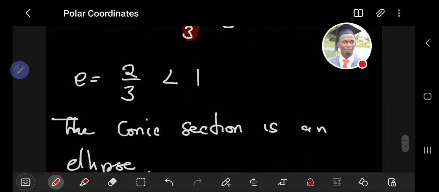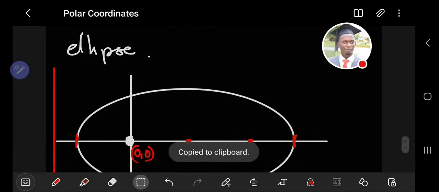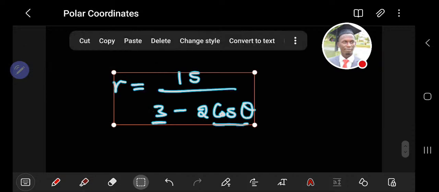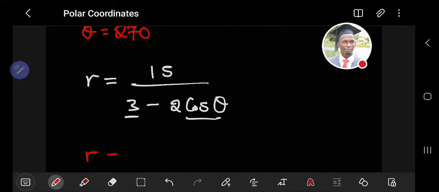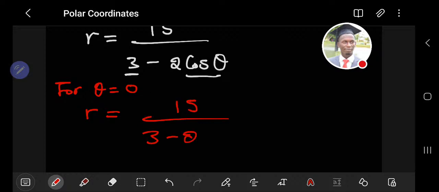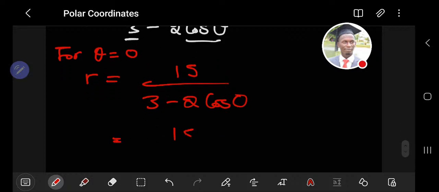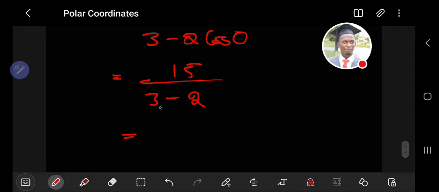So our conic section was given by this expression. I'm just going to copy the expression again. I'm going to play around with this expression for those two selected angles. I want to find the value of r when theta is 0 and also when theta is 180. So for theta equals 0, I'm going to have r equals 15 over 3 minus 2 cos theta. Cos 0 is 1, so this is 15 over 3 minus 2. So this ends up being 15. So r is equal to 15.